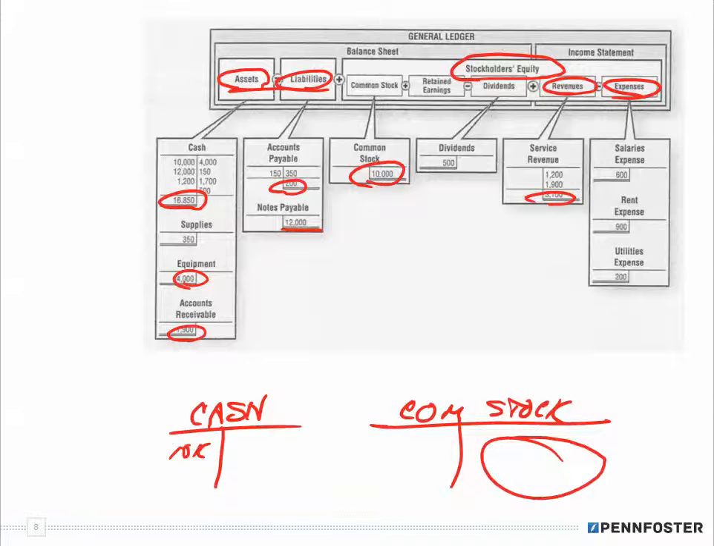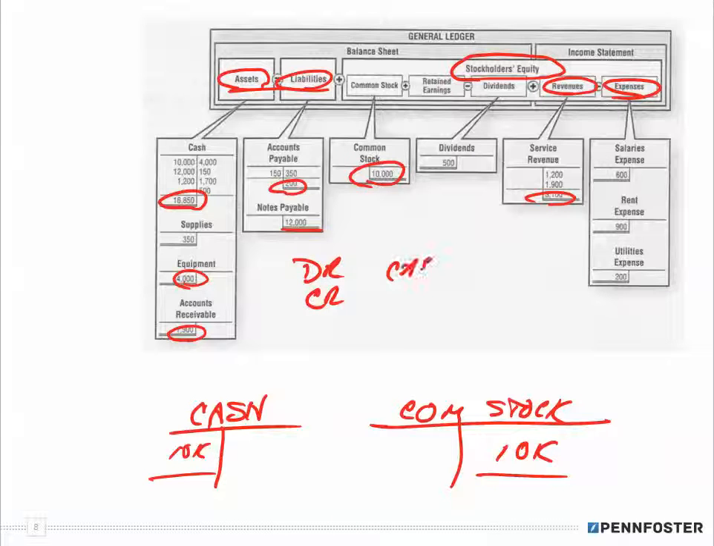So I can write the 10,000 underneath the common stock, and now I can visually see that my debits equal my credits. Okay, and then I can actually make the journal entry in my journal. Okay, so I've used the T account in order to make a journal entry.